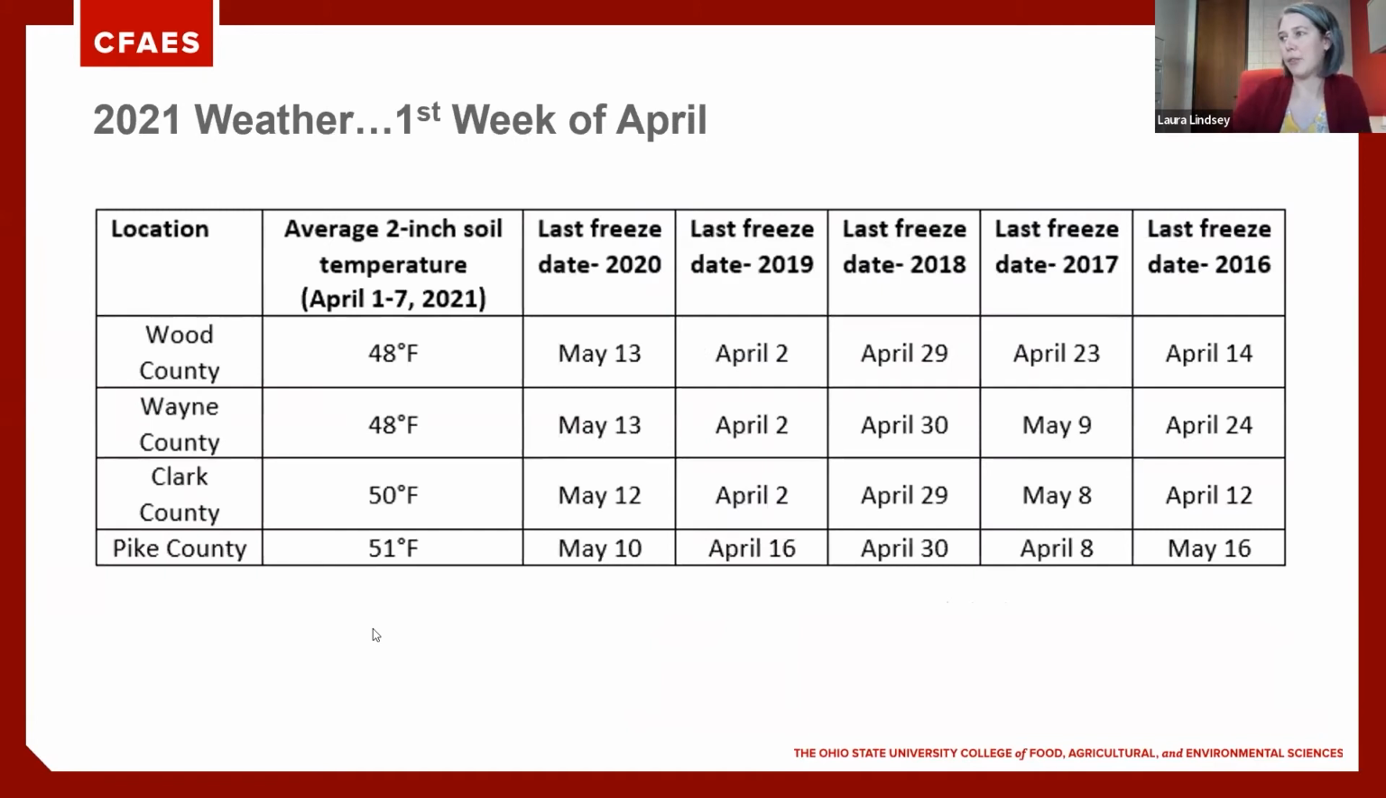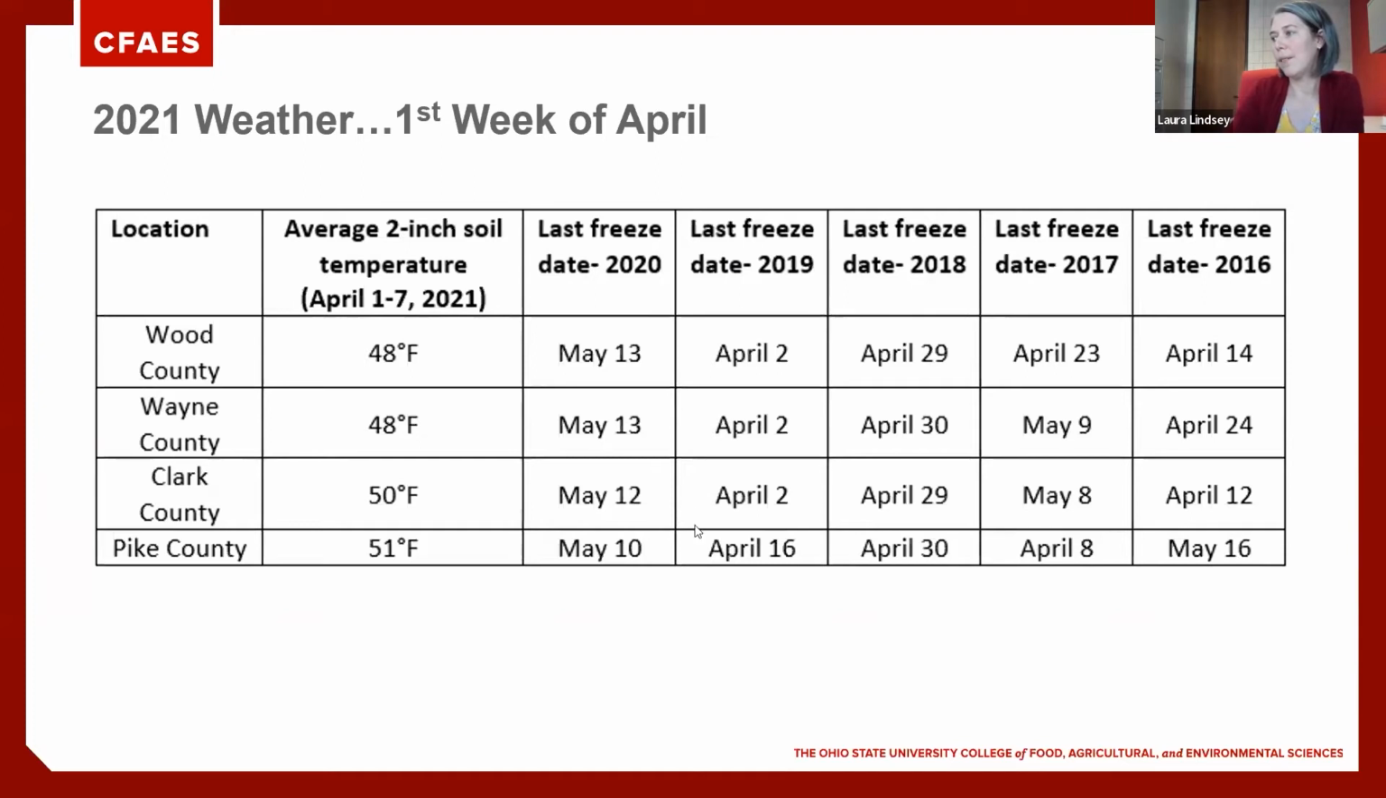Looking back at the first week of April in 2021, this past year, was pretty good. These are average 2-inch soil temperatures that first week of April. In Clark County, which is West Central Ohio, and Pike County, which is Southern Ohio, soil temperatures on average were about 50 degrees, which is the temperature we'd like to see for planting, and 48 degrees in more northern parts of the state. What's tricky, though, is you don't know when that last freeze date will occur. In 2020, we had that Mother's Day freeze, and around May 12th or 13th, we did have freezing temperatures and a light dusting of snow in some areas.